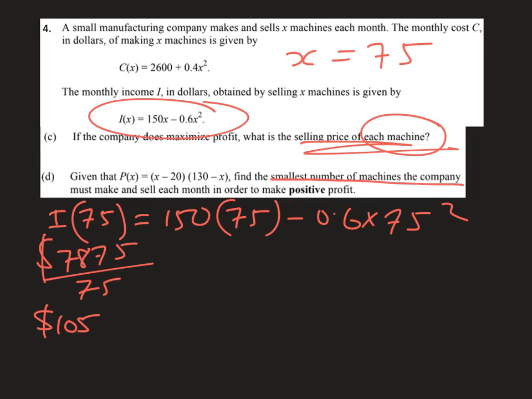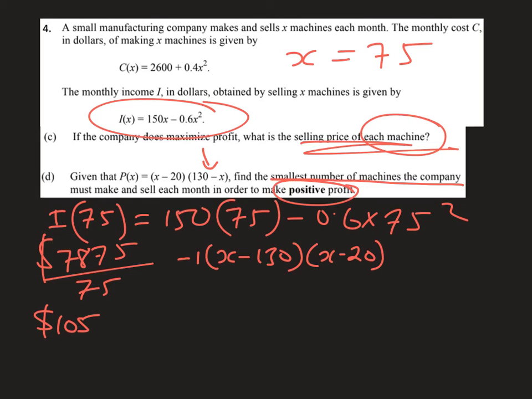In part D, it says, given that the profit function is (x minus 20)(130 minus x), find the smallest number of machines the company must make and sell each month in order to make positive profit. So just looking at this, the easiest way to think about it is to graph it. You could either expand the brackets and then type that into your calculator. Or you might recognise that if we've got x minus 20 and 130 minus x, in the first bracket I can factor out minus 1, and that's going to leave me with x minus 130, and then my second bracket is x minus 20.